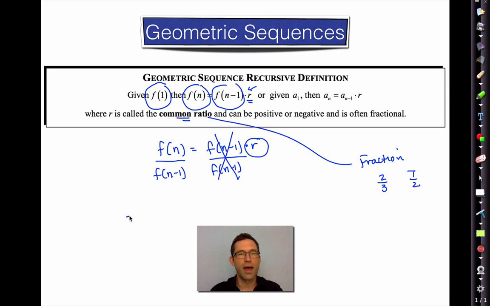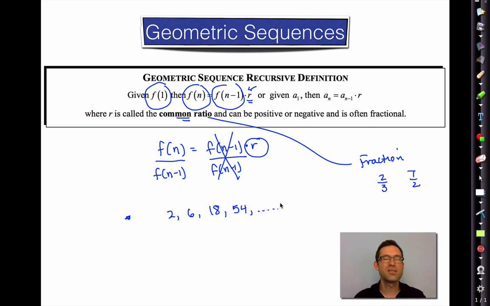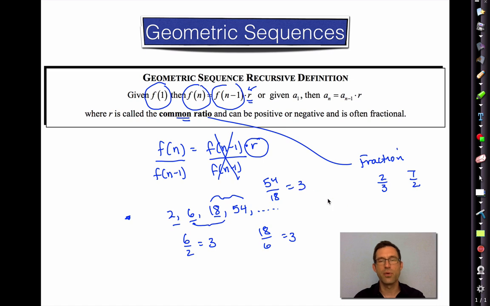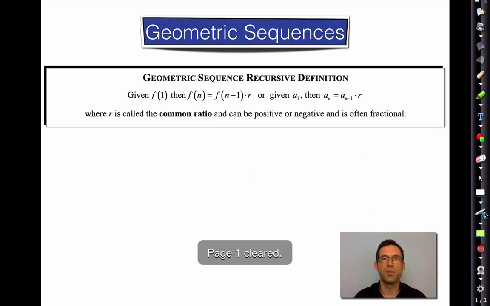So for instance, let's say we had 2, 6, 18, 54. This is a geometric sequence because if we take this and this, and we divide them, we get a common ratio of 3. If we take these two and we divide them, we get a ratio of 3. If we take these two and we divide them, we get a ratio of 3. It's a geometric sequence. And that ratio tells you what you're going to multiply by each time to get the next element in the sequence. All right, let me erase this, then let's do some problems involving geometric sequences.